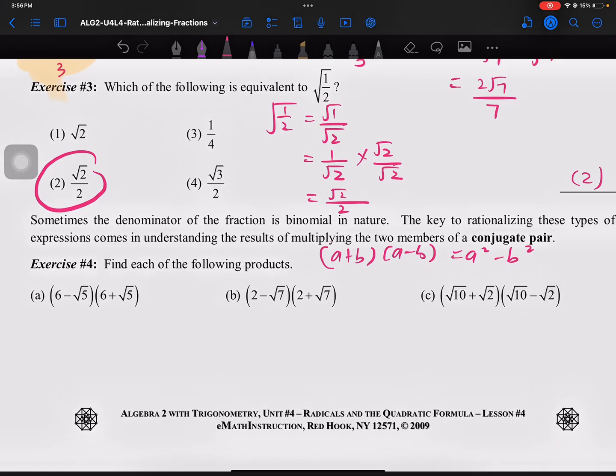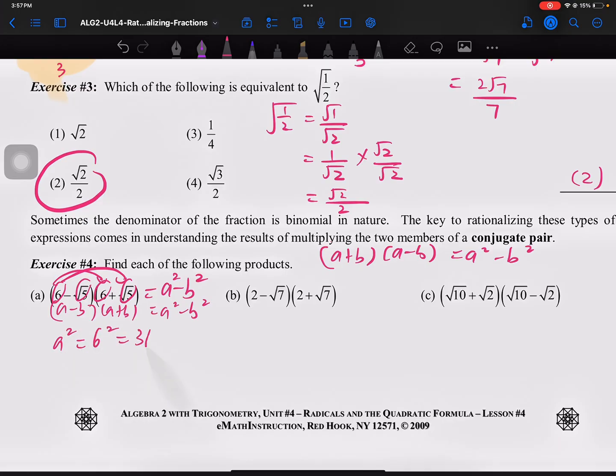Let us do the first one. If you notice, same number, 6√5, 6√5. And then one has a minus, one has a plus. This is a conjugate pair. So we don't need to FOIL and multiply each term one by one. We can straight away memorize this form: (A minus B)(A plus B) equals A squared minus B squared. Okay, then what we need to do is A squared is 6 squared, which is 36.